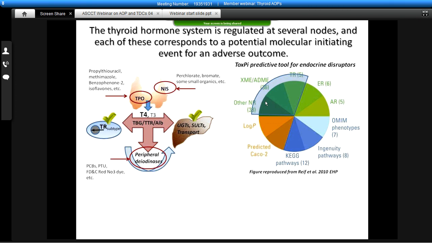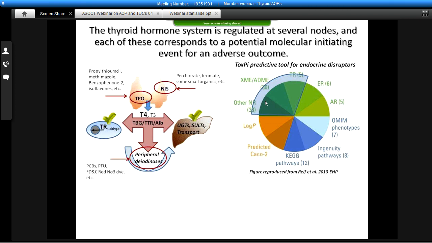I've also listed here some chemicals known to disrupt these targets. TPO may be inhibited by anti-hyperthyroid drugs, including methimazole and propylthiouracil. More environmentally relevant to us would be compounds like benzophenone 2, which is a UV blocker found in sunscreens, and dietary isoflavonoids like genistein and daidzein. The sodium iodide symporter, or NIS, may be inhibited by anions or some small organic cardioglycoside drug candidates.